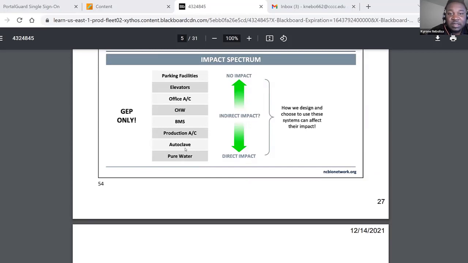So this diagram right here is an impact spectrum. It kind of gives you a high-level overview of what is direct impact to the product versus non-impact. And again, only those that have direct impact need to be validated versus not. So how we design and choose to use these systems can affect the impact. But generally, if you're talking about your parking facilities, elevators, your office AC, these are not validated. But once you get to your BMS systems, that's automation, your production AC, your autoclaves, your pure water, these have direct impact, thus need to be validated. So this gives you another high level overview of what needs to be versus what doesn't need to be validated.